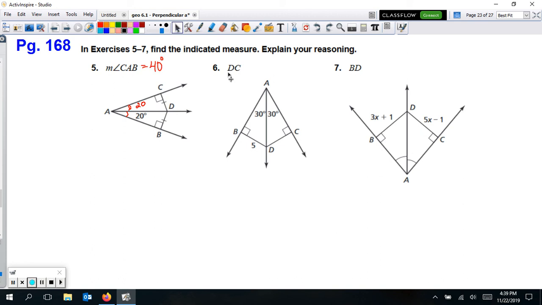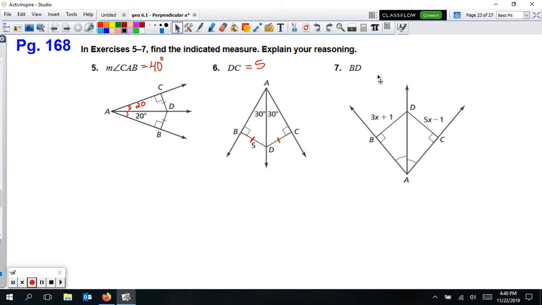And then for number 6, we're looking for DC. So side DC, or the length of DC, which should be right here. And what we have on this one, we can see that we have an angle bisector, that AD is the angle bisector, because they're both 30, so this is definitely an angle bisector here of the angle of CAB. And we also see that D to B is perpendicular to AB, and D to C is also perpendicular to AC. So those are distances. So what we can conclude then is that these two distances are going to be the same. So if this is 5, then that's 5 also over there. Those are equal or congruent. And so DC is equal to 5.